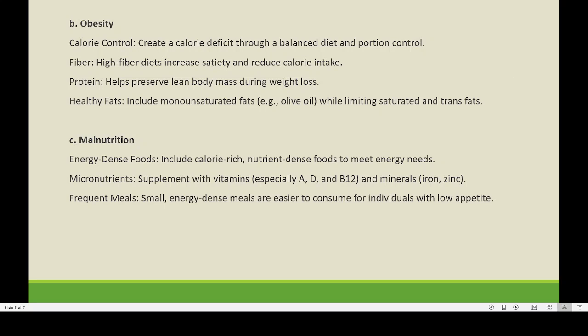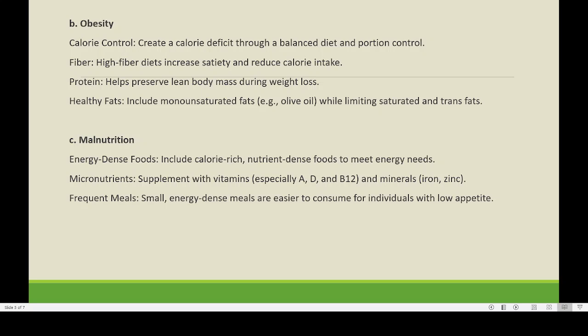Then fiber intake. High fiber diets increase satiety, that is the feeling of satisfaction, and reduce calorie intake. That is, if you are having a lot of vegetables in your food, that will most of the time give you fiber. That will make your stomach full and give you a feeling of fullness, so that you may not feel like eating more. Otherwise, if your stomach is empty, you may eat a lot.